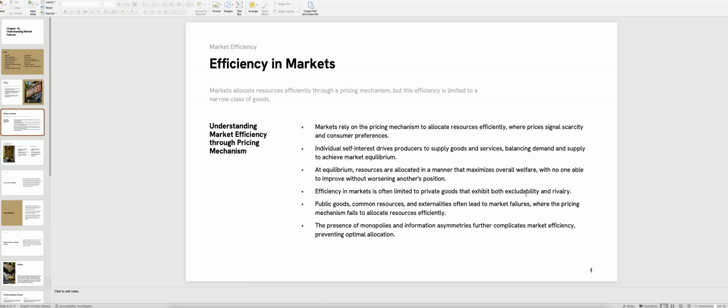Same with national defense, right? If I protect someone from a foreign enemy, it's difficult for me to create protection if I'm excluding those who don't help pay for it. So with most public goods, what we realize is that it's really difficult to create a price for them.